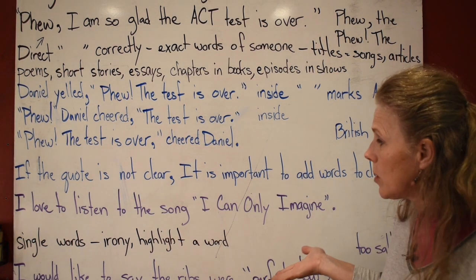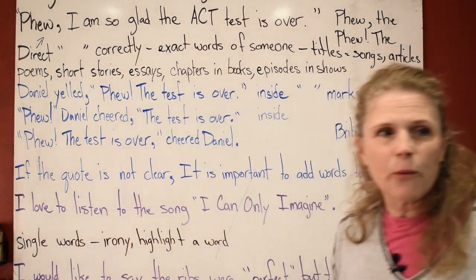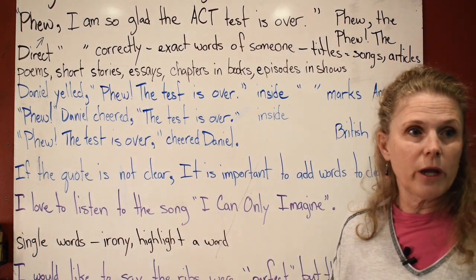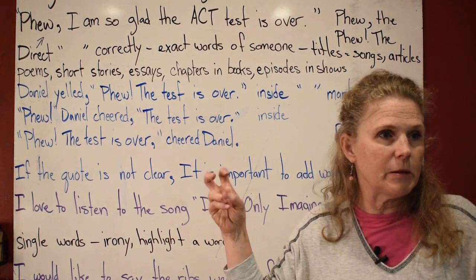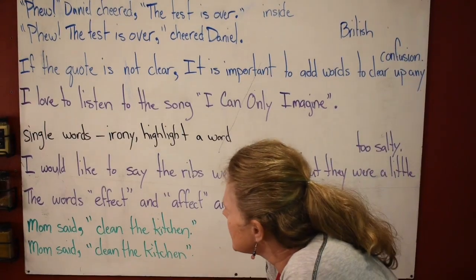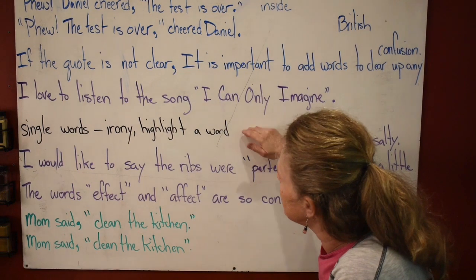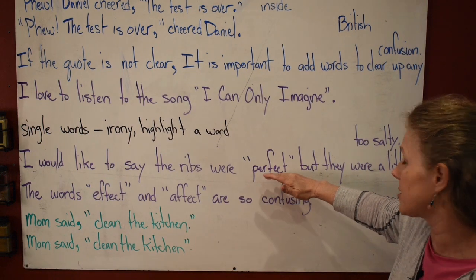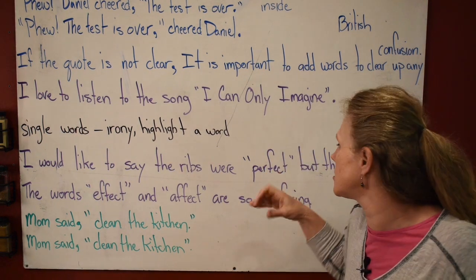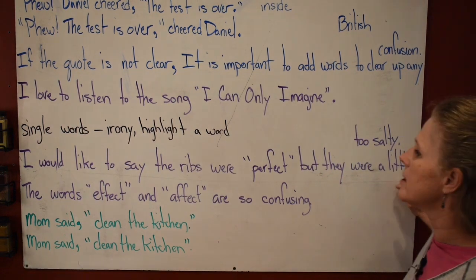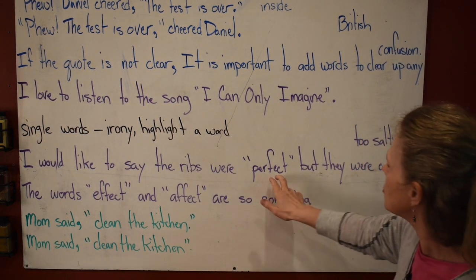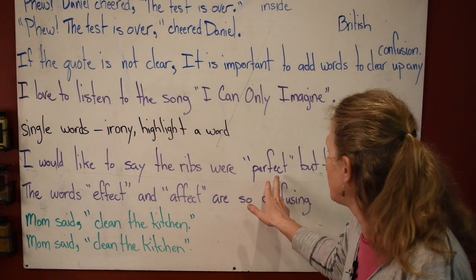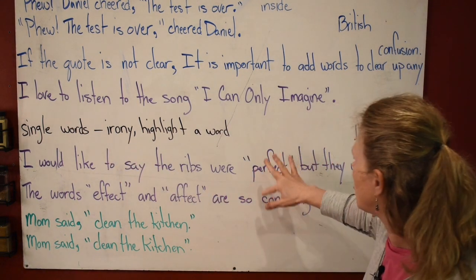Let's look at what happens when we have single words and we're using irony, or we're just wanting to highlight a word, because a lot of times when people are speaking, you see them do the quote symbol. Let's see what we would do if we're going to use single words. I would like to say the ribs were "perfect". I wish they were perfect, but they were a little too salty. So see, you're not putting commas on anything, you're just putting quotes around it. That's how you do it when you want to use just a single word.